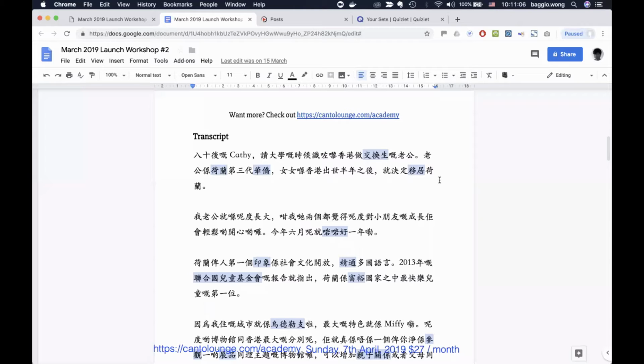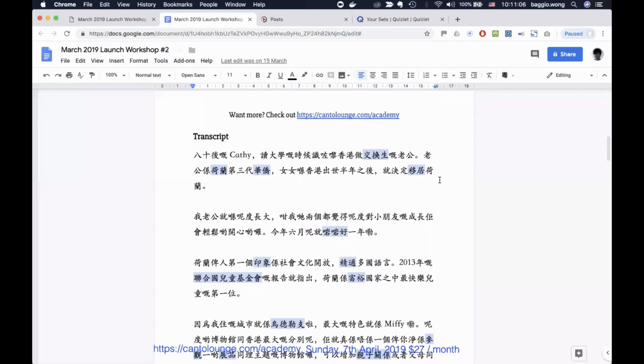So in the clip, we start off with 80後嘅 Kathy. So 80後 means someone who's born in the 1980s, right? Or after. So you could have 60後, 70後, 80後, 90後. And then we've got the millennials, which is 千禧年代, right?